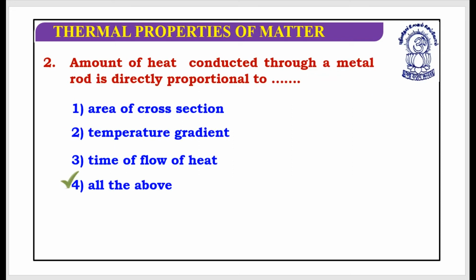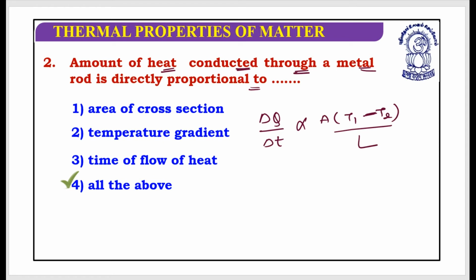Second question. The amount of heat conducted through a metal rod is directly proportional to what? It's something like this: delta Q by delta t is directly proportional to A into (T1 minus T2) divided by L. So it is directly proportional to the area of cross section, yes, this is correct. It is directly proportional to the temperature gradient, even this is correct. It is directly proportional to the time of flow. So everything is correct, and all of the above is the correct answer.